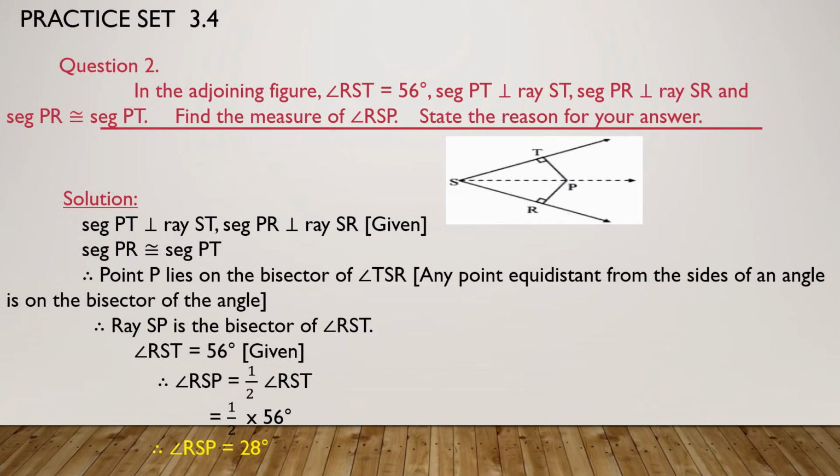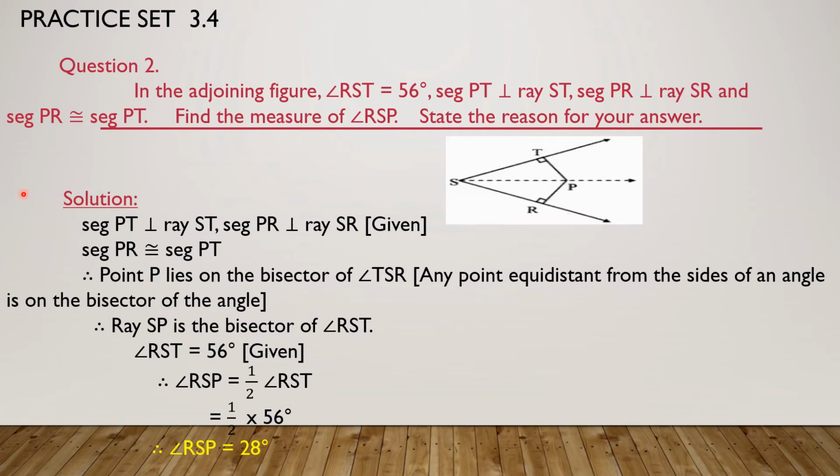Question number 2. In the adjoining figure, angle RST is equal to 56 degrees. Segment PT is perpendicular to ray ST, and segment PR is perpendicular to ray SR, and segment PR is congruent to segment PT. Find the measure of angle RSP. State the reason for your answer. The figure is already given. First you have to write what is given in the question.